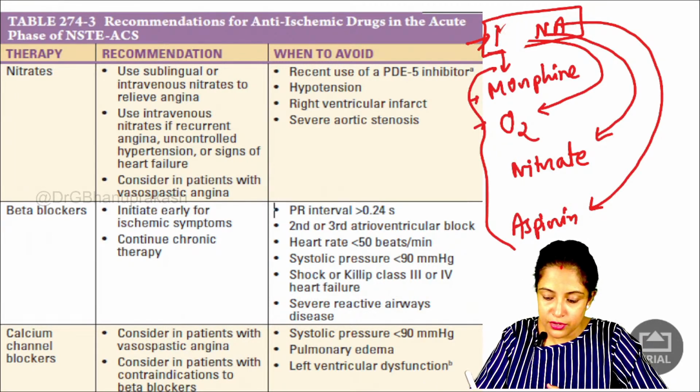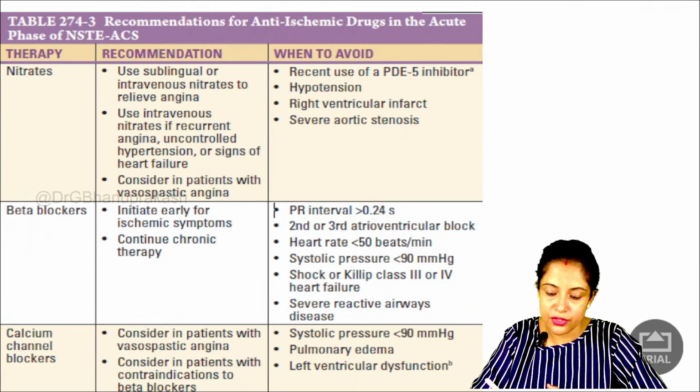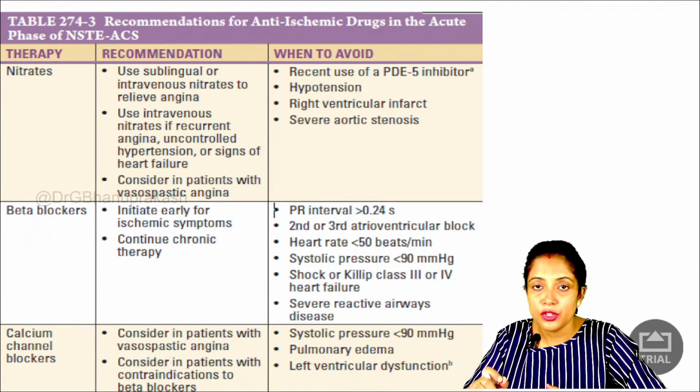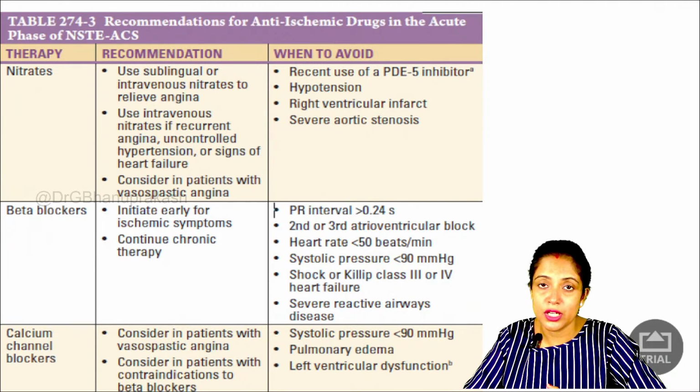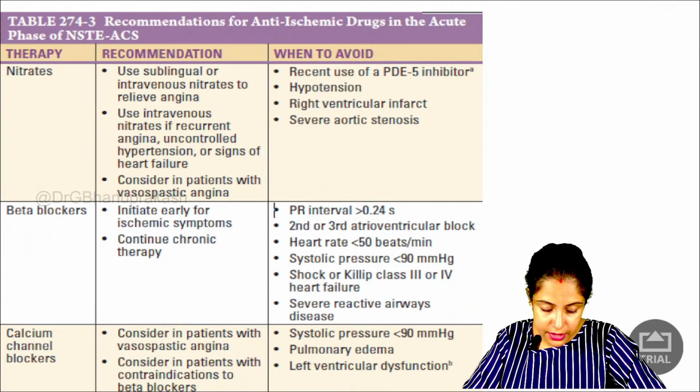Now, coming to the nitrates, we can usually start giving sublingual nitrate. We can give 3 doses of sublingual nitrates, 5 to 10 minutes apart, as an anti-ischemic measure. That means for the patient's chest pain, we will give sublingual nitrates 3 times, 5 to 10 minutes apart.